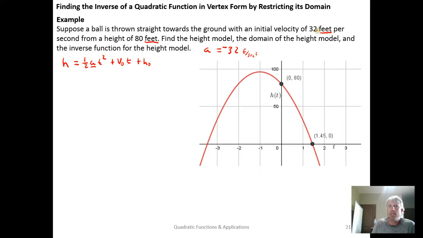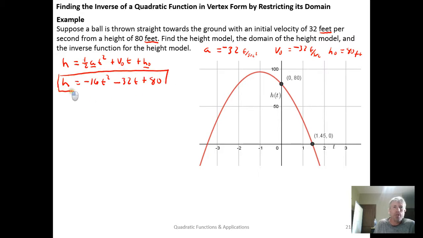Our initial velocity is indicated to be 32 feet per second toward the ground. So v naught is going to be negative 32 because the ball is thrown down, and this is going to be feet per second. And h naught, the initial height, is given to us as 80 feet. So we just load the equation up, the height model. So height is equal to 1/2 of negative 32, which is negative 16, t squared. Negative 32 divided by 2 is negative 16. And then we replace v naught with negative 32, so minus 32 times t, plus the initial height, a positive 80 feet. So there's the height model.